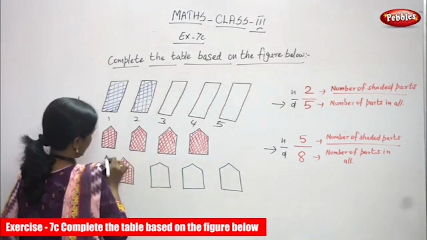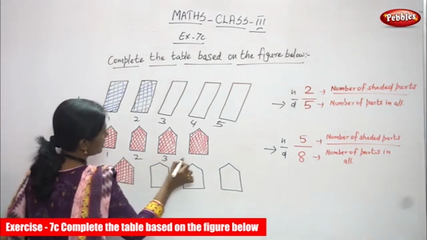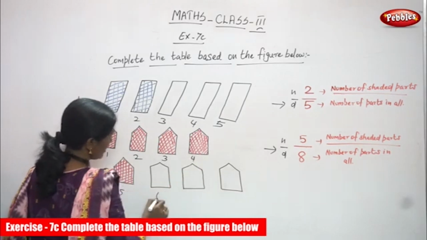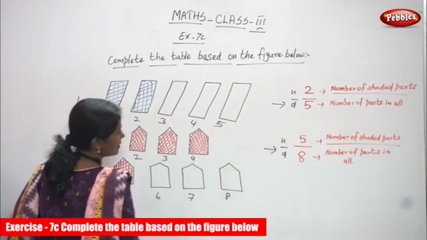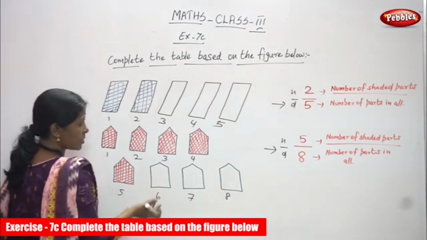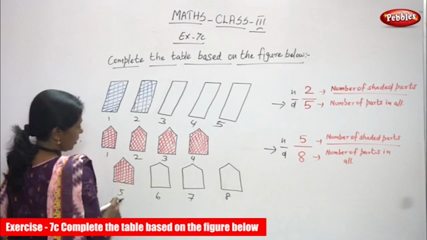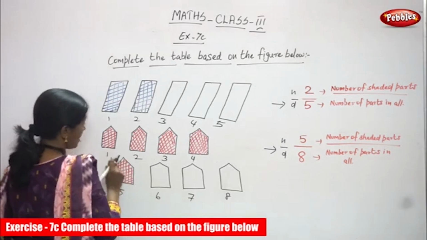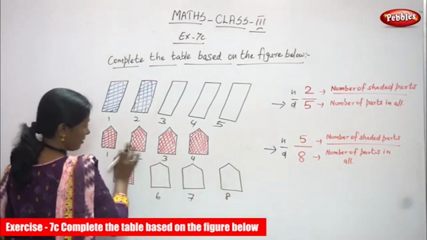Next diagram, it's also another shape, like a house type. 1, 2, 3, 4, 5, 6, 7, 8. So 8 shapes. But how many shapes have I shaded? Only 5 shapes. 1, 2, 3, 4, 5 shapes I have shaded.